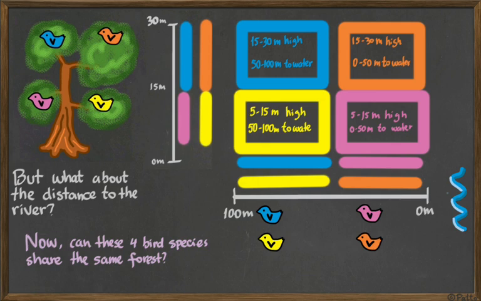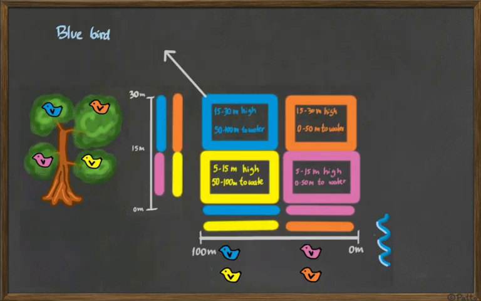So the blue and the yellow occupy the same part of the niche in relation to the distance to the river, the same dimension, but they don't occupy the same dimension on the height on the tree. So these forest species now have different niches, because the niche here is the use of these two dimensions. But actually, I can put more dimensions, right?